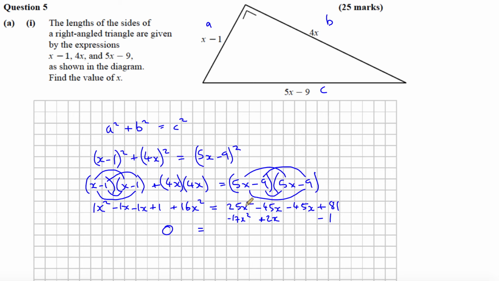So I'm going to have 25x squared minus 17x squared giving me 8x squared. Minus 45 minus 45x is minus 90x, plus 2 is minus 88x. And then I have 81 minus 1, which is 80. So I can now divide everything by 8, so that's going to give me x squared minus 11x plus 10, and again it's all equal to 0.